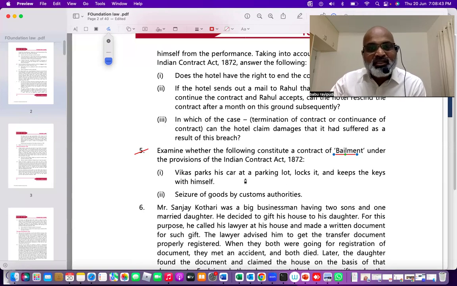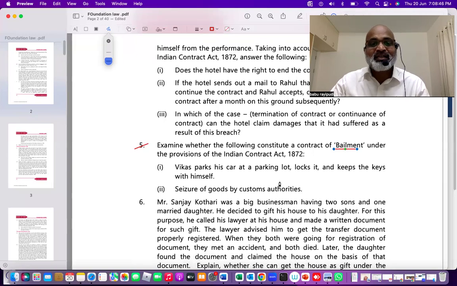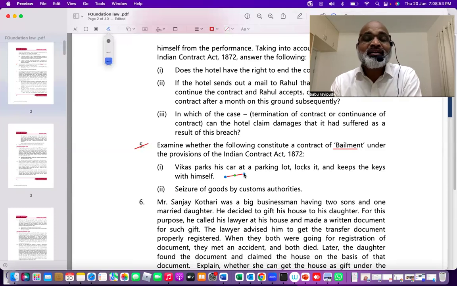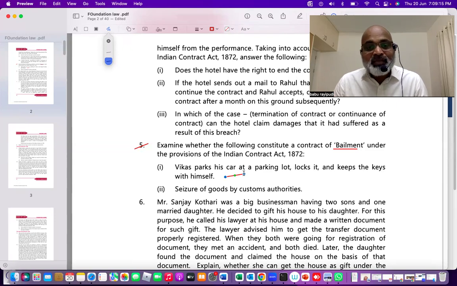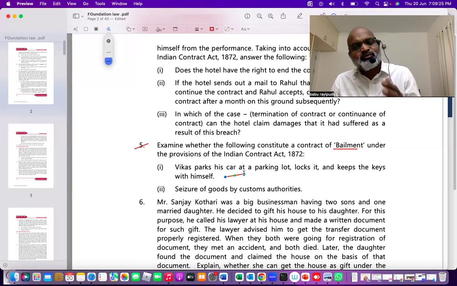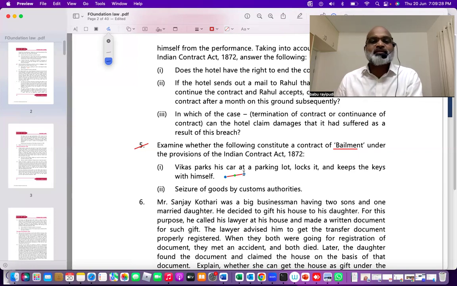He's giving an example like Vikas parks his car at the parking lot, locks it and keeps the keys with himself. This will immediately strike me one thing. What is actually bailment? Bailment is voluntary transfer of possession of goods to another person. Bailment happens when one person transfers the possession of goods without transferring ownership, either for safe custody or for some specific purpose. But here, Vikas parks his car at a parking lot, locks it and keeps the keys with himself. That means my first important point: the teacher said very clearly, voluntary transfer of possession of goods.